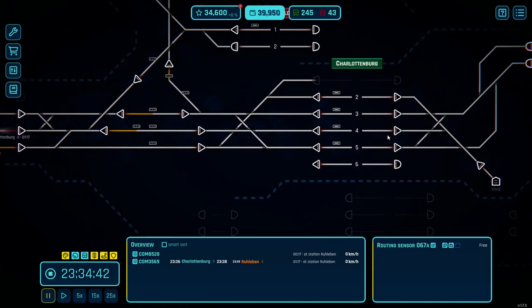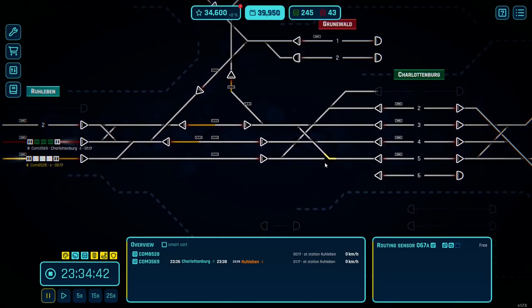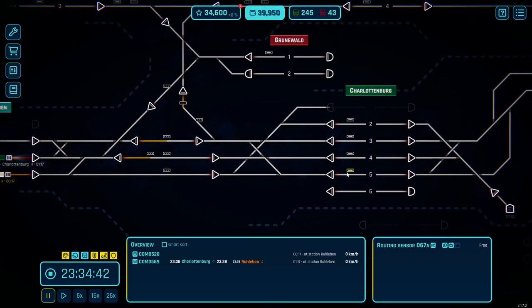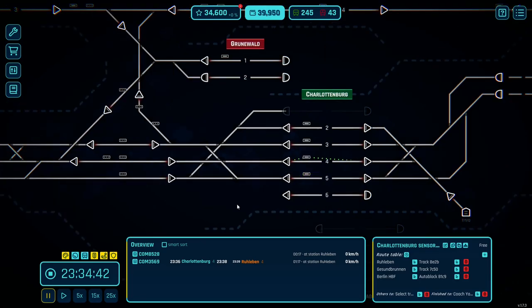So let's discuss a little bit of what I have here. We'll start with departure sensors, and this is probably one of the more complex ones. Because of what I have, track 5 is feeding the coach yard, and again, the Grunewald, that is how I get that to work.